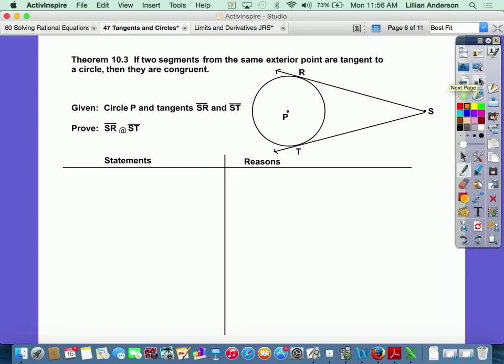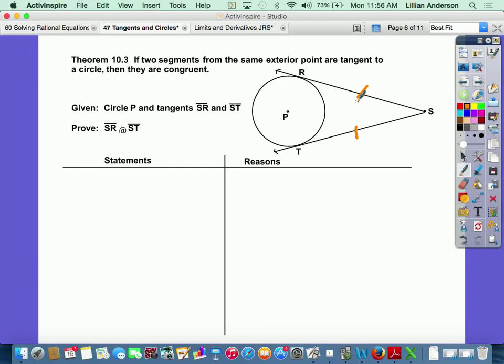This one, I like to call the ice cream cone theorem, because if I were to turn this upright, it looks like an ice cream cone. It says that if two segments from the same exterior point are tangents to the circle, then they are congruent. Ice cream cone theorem.